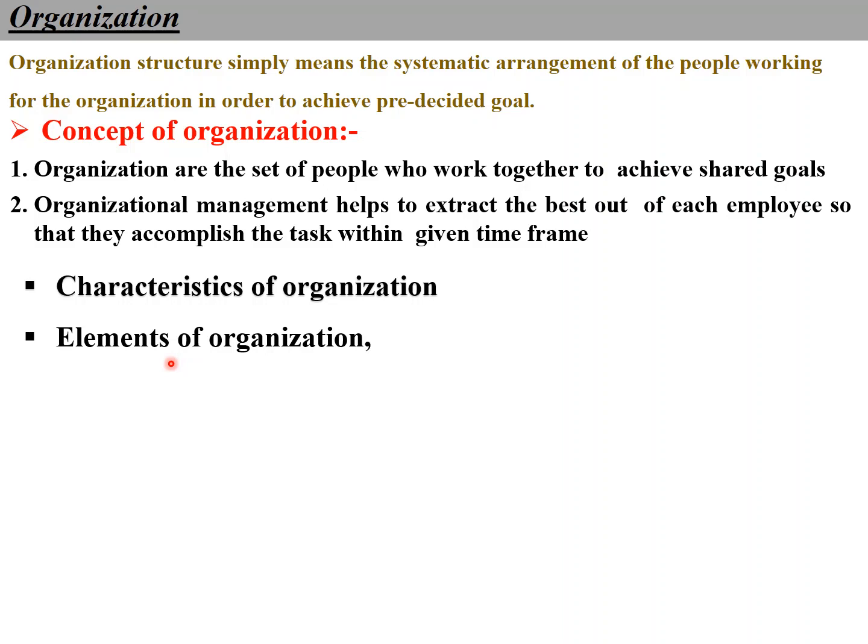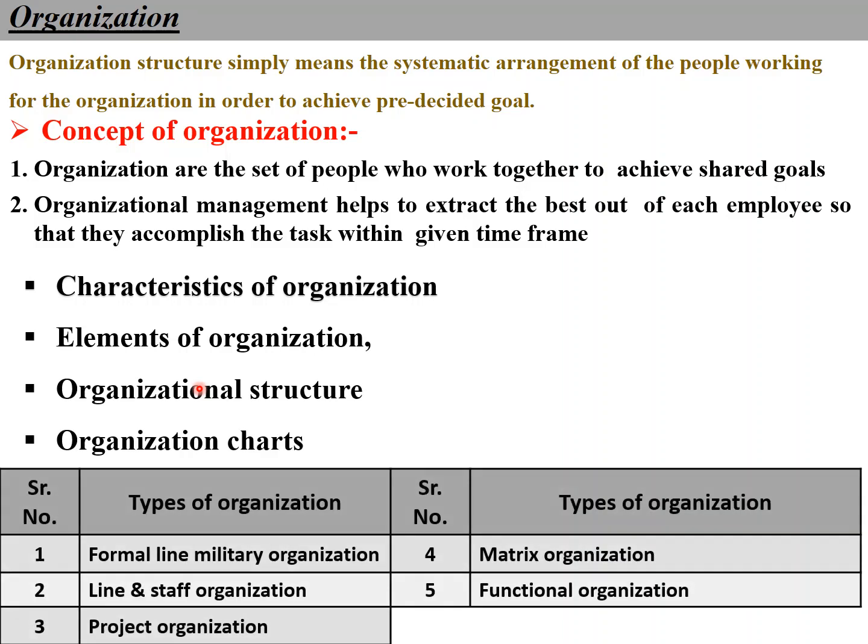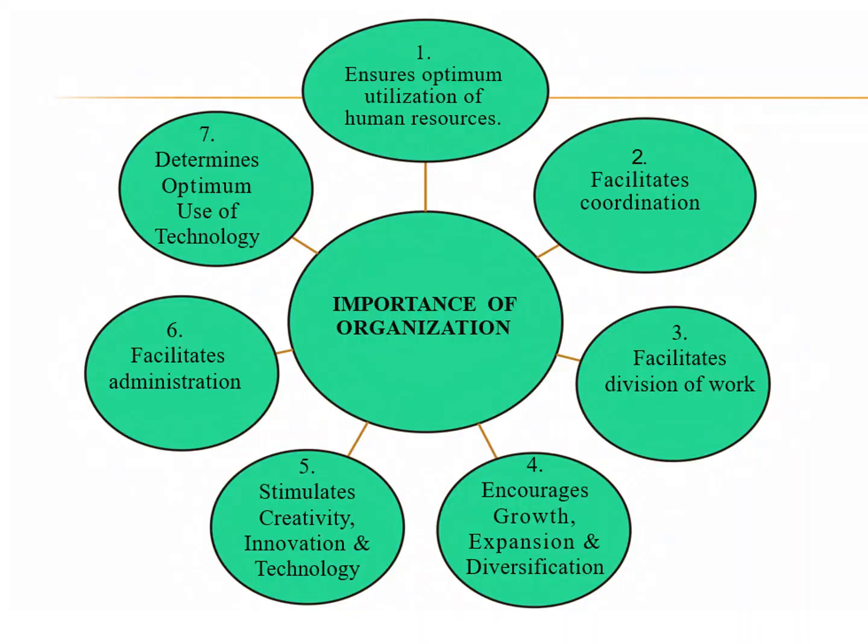We are going to cover that in the next slides. What are the elements of organization? Organizational structure, organizational charts, or types of organization. These are a few types of organization, like line, military, line and staff, staff functional, project, matrix, functional, divisional. There are a number of types we are going to cover.